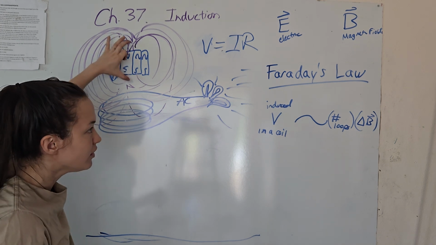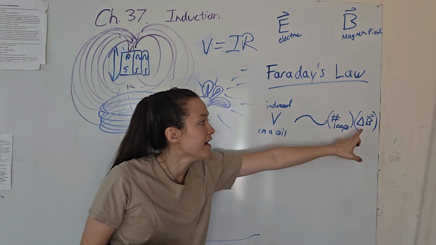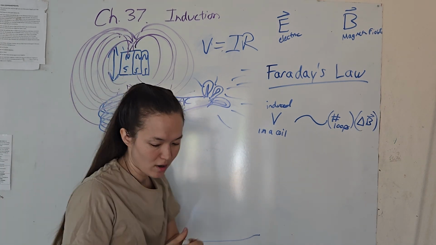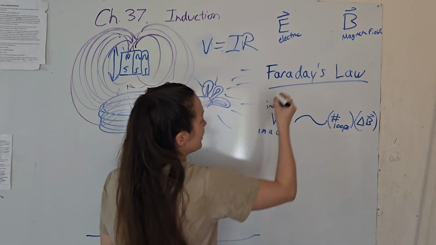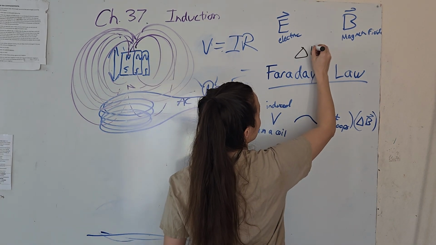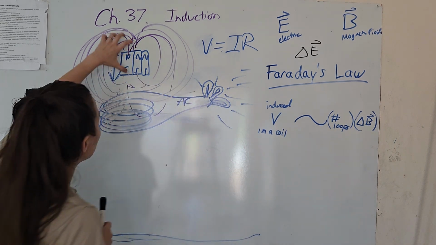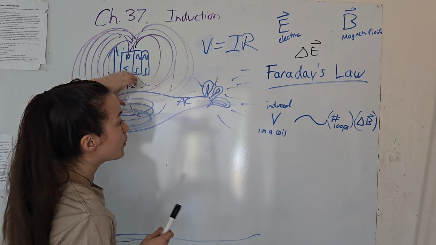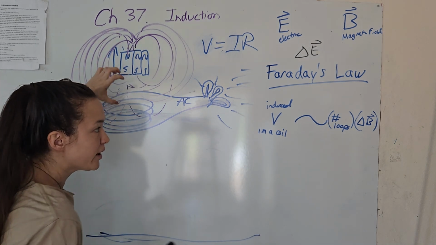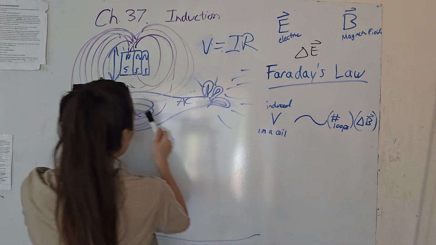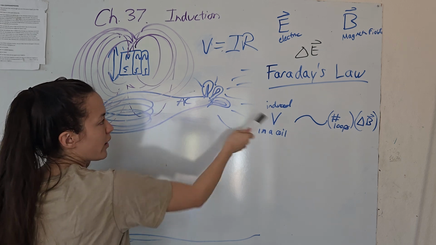The stronger the density and the strength and the rate at which it is changing, or we like to draw this little triangle for change. That little triangle, the delta, just means change in the field. So the rate at which it's changing, the faster I wiggle it, and the stronger this magnet is, the more voltage is induced in the coil.